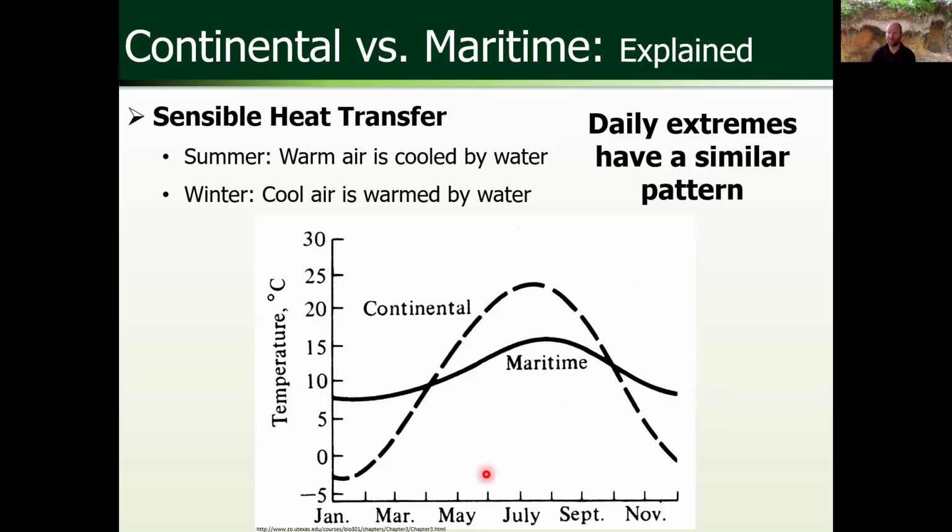Really the same cycle can happen on shorter time scales, like a daily cycle where it will be warmer near the water at night for the same reasons, and then warmer in the middle of the day in a continental location, and then that continental location will cool off.